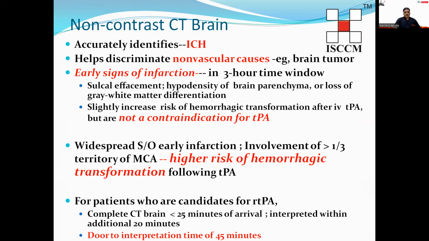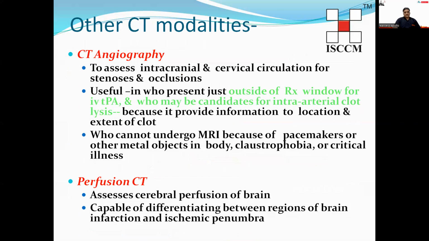For patients who are candidates for rtPA, complete the CT brain within 25 minutes of arrival, interpreted within an additional 20 minutes, and the total interpretation time is 45 minutes, as we discussed earlier. Other CT modalities include CT angiogram. While ordering a CT angiogram, if the patient has normal renal function, there is no need to wait for normal creatinine levels.